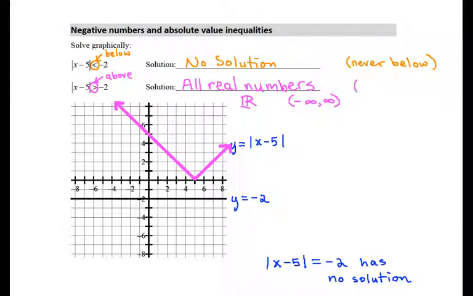And the reason that it's all real numbers is because the V is always above the line. For every real number x on that x-axis, the V is going to be above the line. So we have to be very cautious with these inequalities and not jump to conclusions just because the equation itself has no solution.